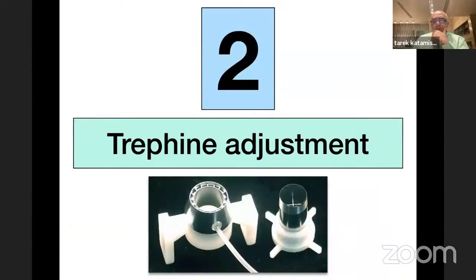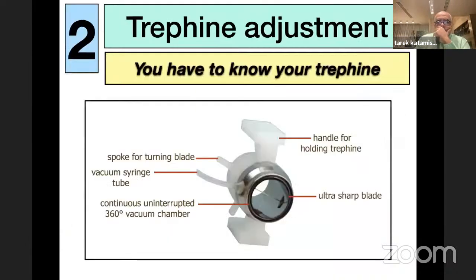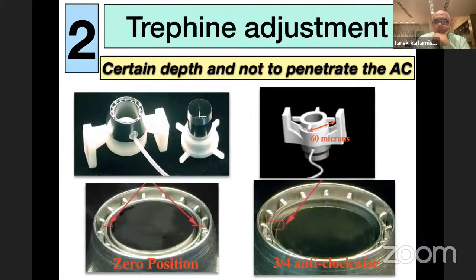The second step is trephine adjustment. You have to know your trephine. I usually use the suction trephine. You have to know that when moving the blade clockwise, each quarter turn will cut through the cornea by 60 microns.